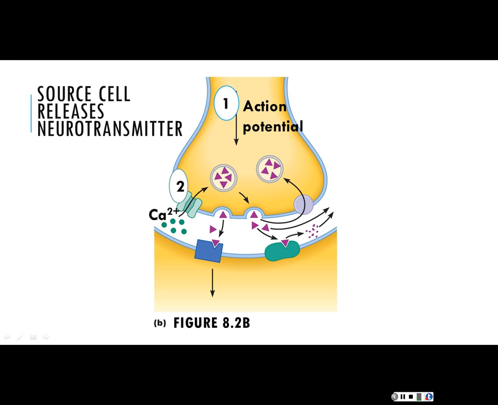The vesicle with neurotransmitter is exocytosed, so that the neurotransmitter is released into the synapse. So that an influx of calcium allows for those vesicles to actually migrate to the membrane and exocytose their contents.